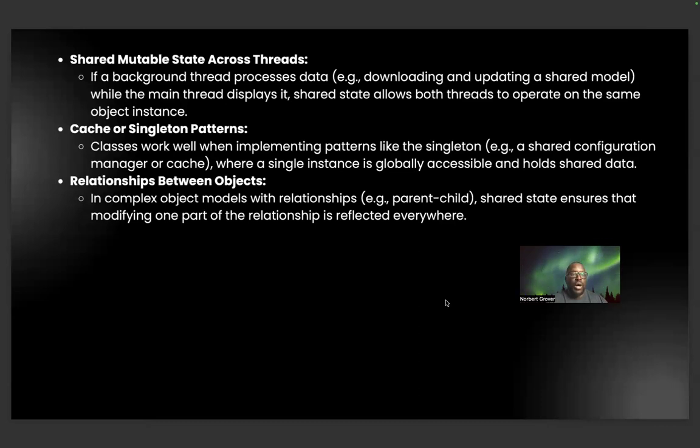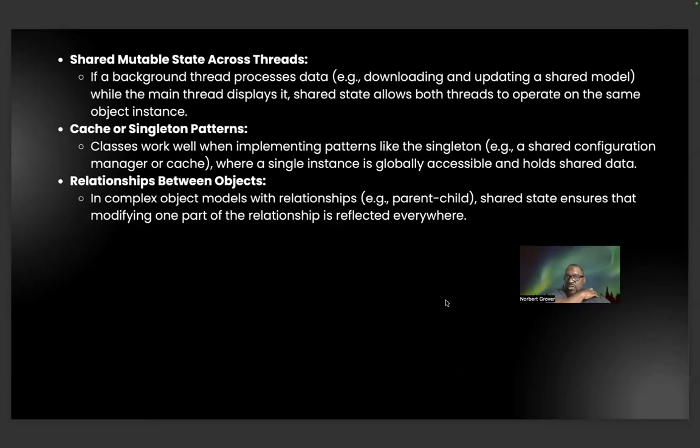Okay. So in this case, we're talking about downloading and updating a shared model, which we will have an example of. Updating a shared model. Cache or singleton patterns: classes work well when implementing patterns like singleton, where a single instance is globally accessible and holds shared data. And then there are relationships between objects. In complex object models with relationships, shared state ensures that modifying one part of the relationship is reflected everywhere.